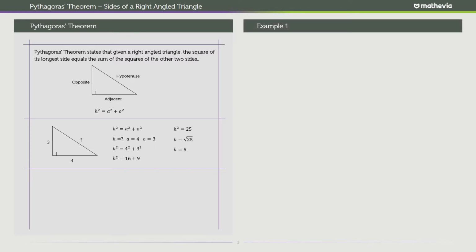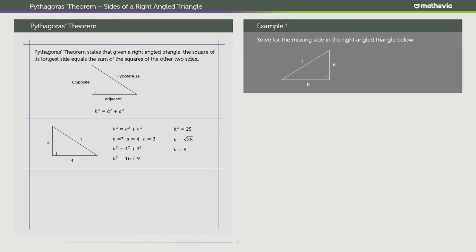We have an example here, example 1, and example 1 says solve for the missing side of the right angle triangle below. In this case, we've been given the horizontal side and the vertical side, and we've been asked to find the slant side. So the adjacent and the opposite, we're looking to solve for the hypotenuse. From Pythagoras' theorem, we have that h squared equals a squared plus o squared.